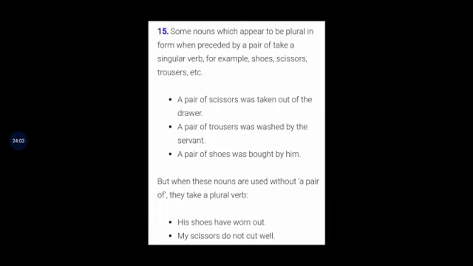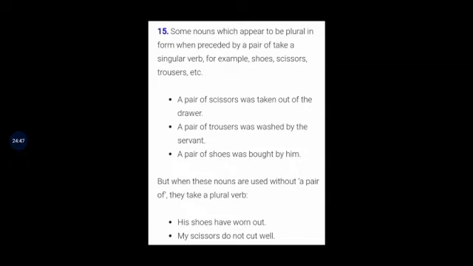Rule number 15. Some nouns which appear to be plural in form, when preceded by a pair of, take a singular verb. For example, shoes, scissors, trousers, etc. Some nouns look plural when they are preceded by a pair of. When a noun is preceded by a pair of, at that time they sound plural, but they take the singular form of the verb.